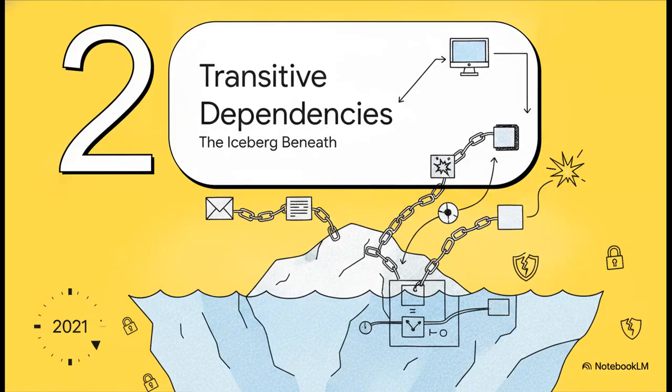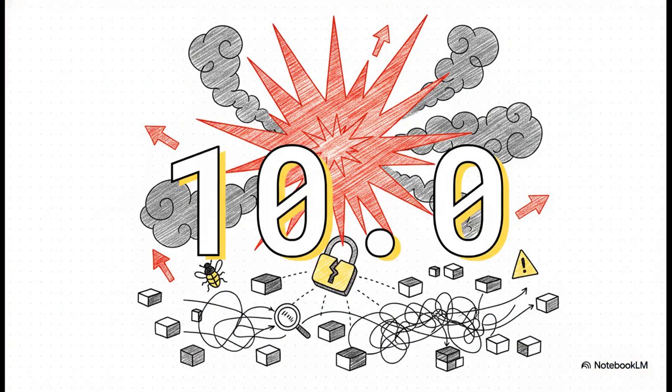Section 2. Transitive dependencies and Log4Shell, the iceberg beneath. To understand exactly why these hidden dependencies are so incredibly dangerous, we have to revisit the nightmare scenario of December 2021, 10.0. That is the highest, most terrifying CVSS, or Common Vulnerability Scoring System, rating possible. This was Log4Shell. It was a zero-click remote code execution nightmare inside a Java logging library called Log4j, and it was sitting in millions of applications globally.